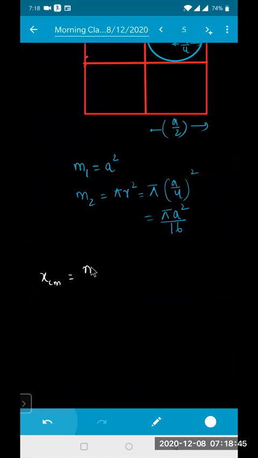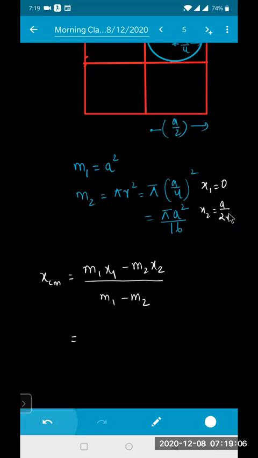XCM will be equal to M1 X1 minus M2 X2 divided by M1 minus M2. Easy, rather than remembering all the formulas. So X1 is origin, 0. X2 will be equal to how much? Center of mass distance will be a by 2 root 2.